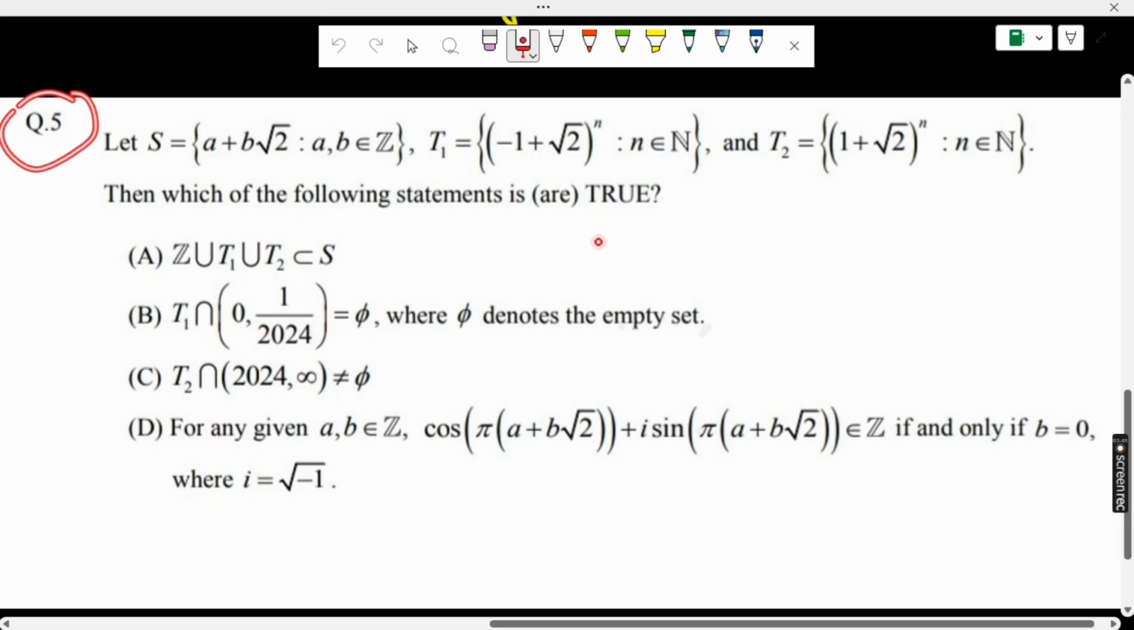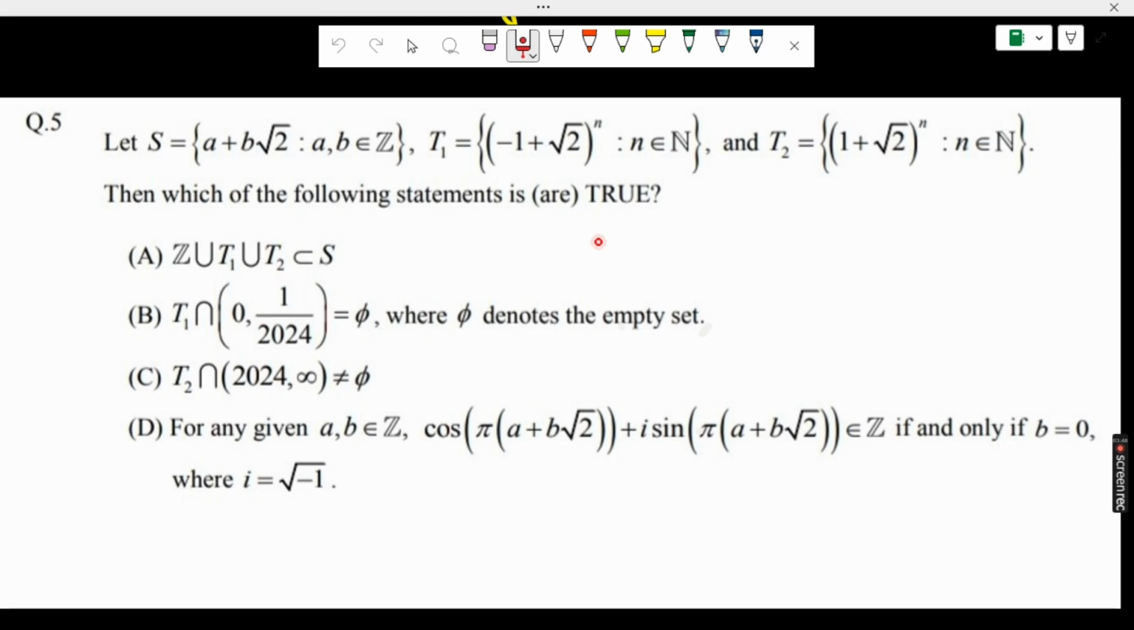Set S is given of the form a plus b root 2, and T1 and T2 are two other sets given. Then which of the following statements is or are true? That means one or more than one options are correct. So here all the options are important. Read the options properly.